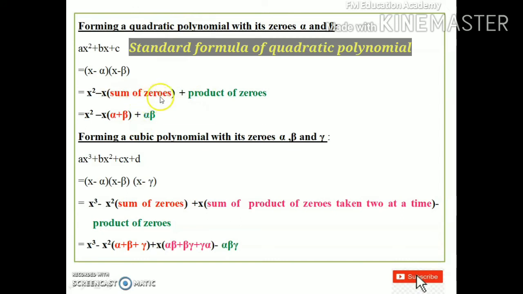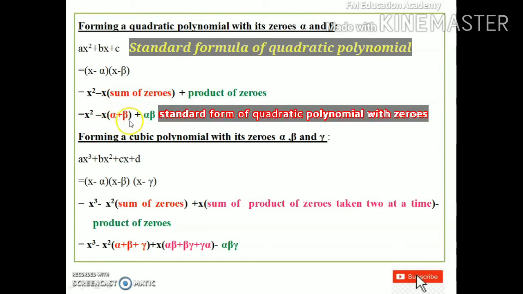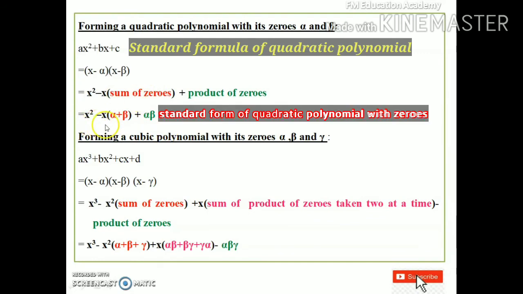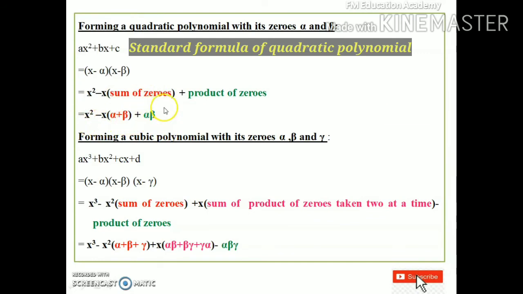What is the sum of zeros in case of a quadratic polynomial? Alpha plus beta. That is why I'm adding alpha plus beta. So this is the standard form which you should remember for a quadratic polynomial: x squared minus x into (alpha plus beta) plus alpha beta.